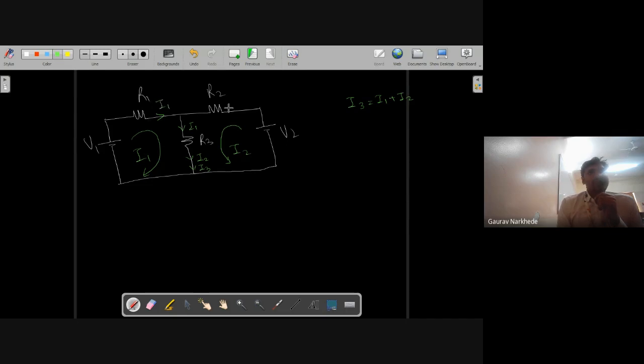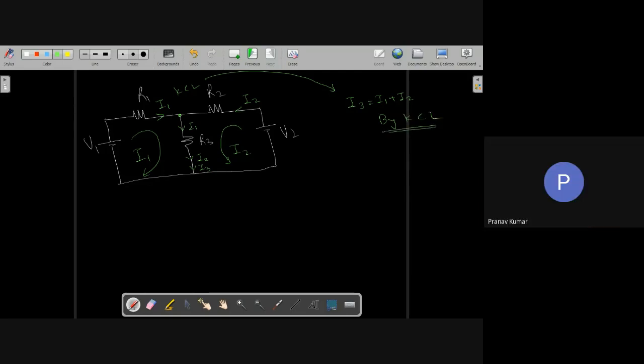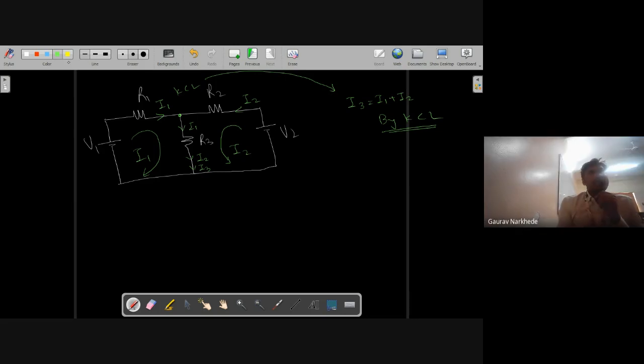So let us say I1 is flowing through this, and from here I2 is flowing. These are the currents, and I am assuming the directions of the currents. Now, can I apply KCL here? So KCL is applied here, and I am getting the equation by using KCL.